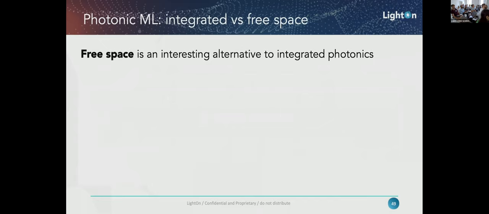And just by way of conclusion, in a more philosophical way, there's always this debate of free space versus integrated photonics. I hope that was also covered in a previous talk. There are some cases where free space can be an interesting alternative. I'm not saying that this is the universal answer. There are many, many use cases. The world is huge. And there are some niches where either one can be interesting.